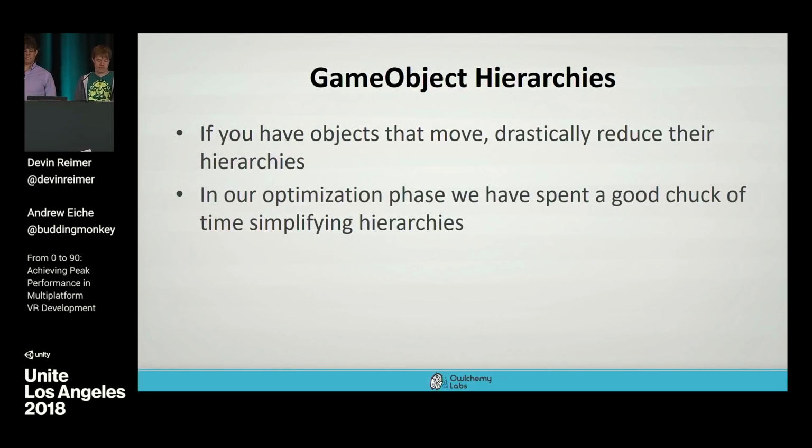Game object hierarchies are a potential place where you can lose a lot of performance. So if you have objects that move, drastically reducing their hierarchies is a huge performance win. A good part of our optimization phase is spent finding and simplifying hierarchies in game objects.